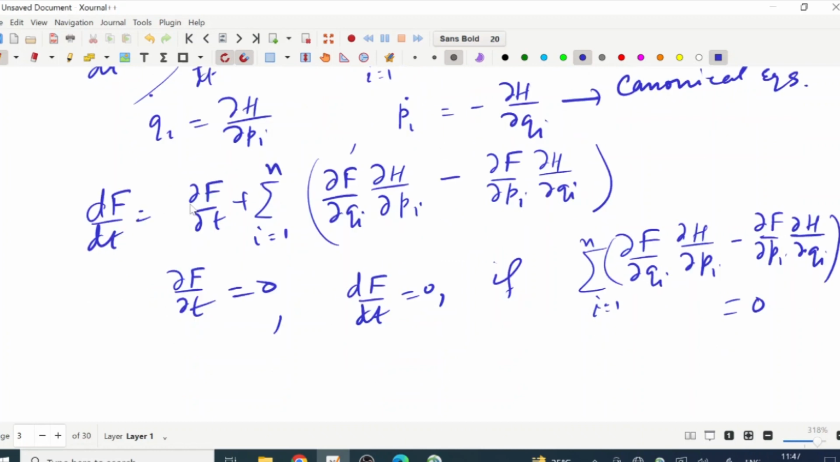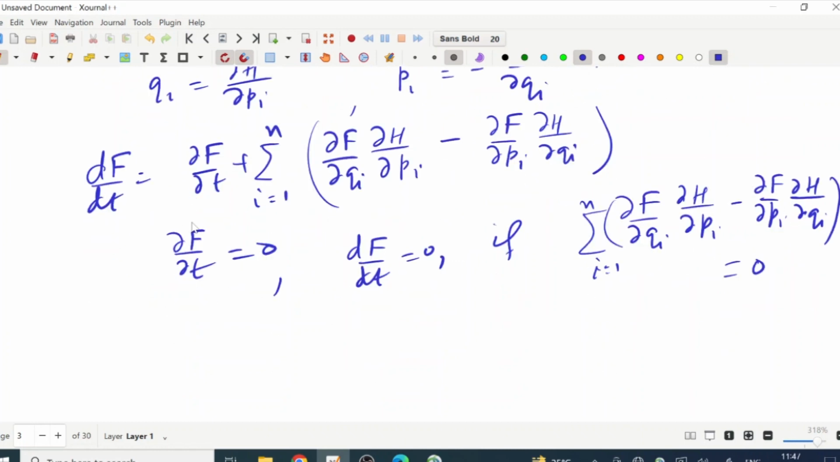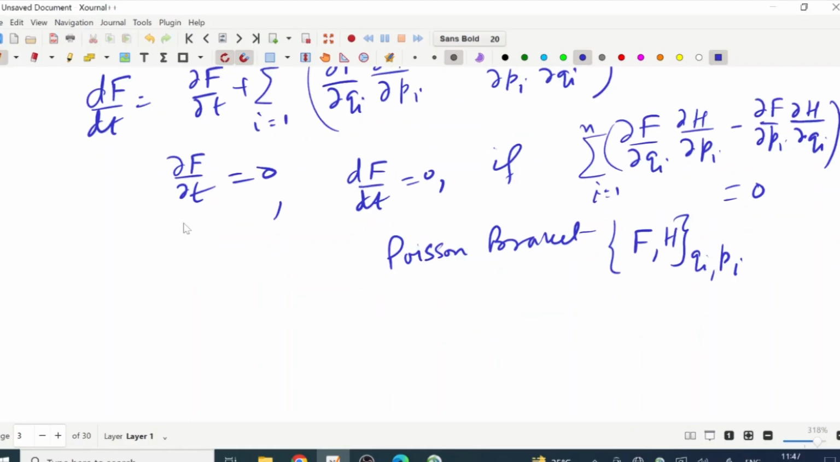This quantity is defined as the Poisson bracket of f with h with respect to the variables qi and pi. qi and pi are canonically conjugate variables. So, what is the definition of the Poisson bracket?